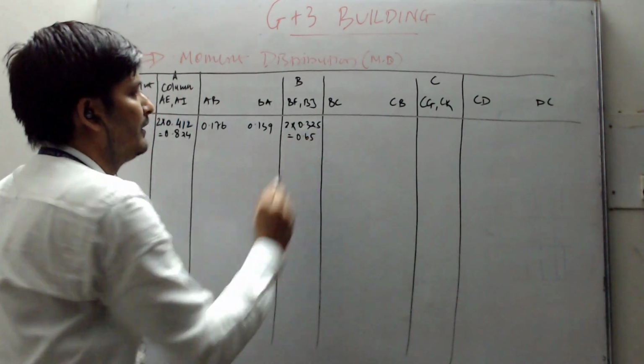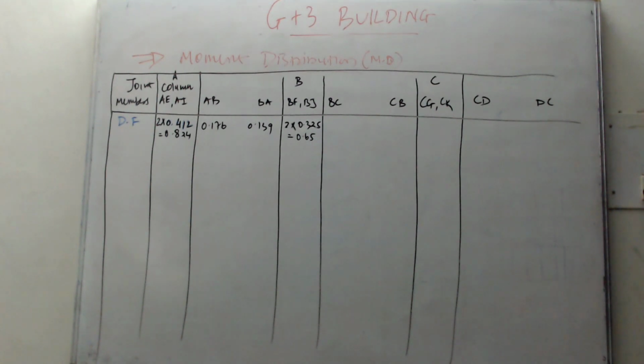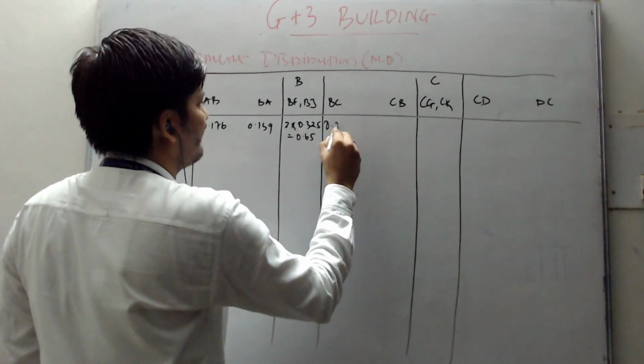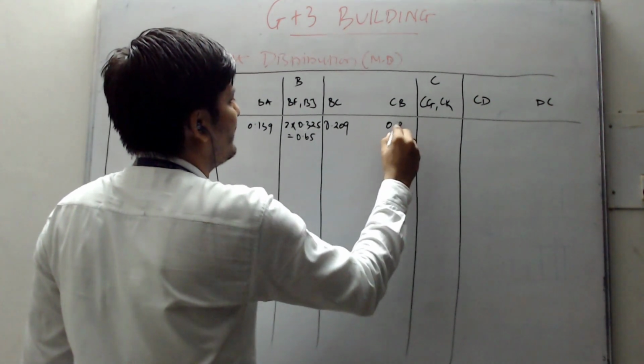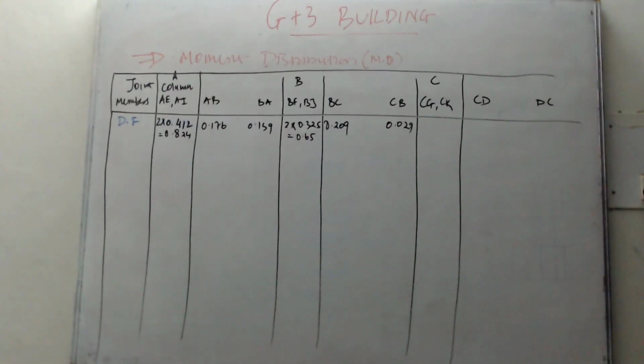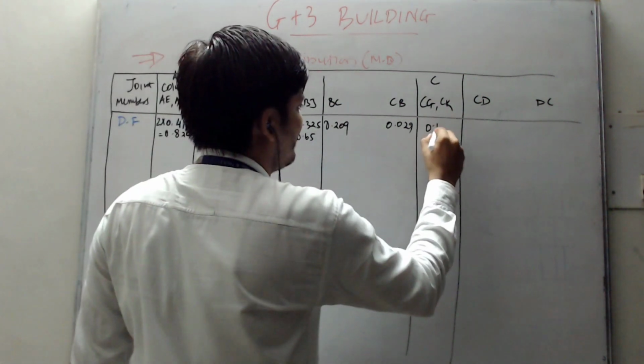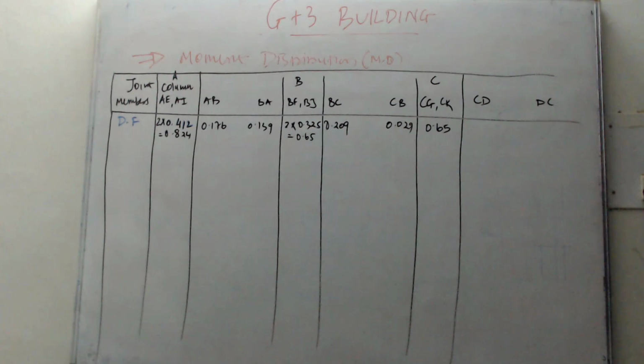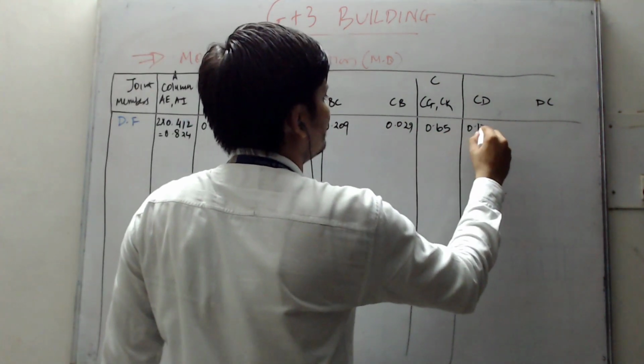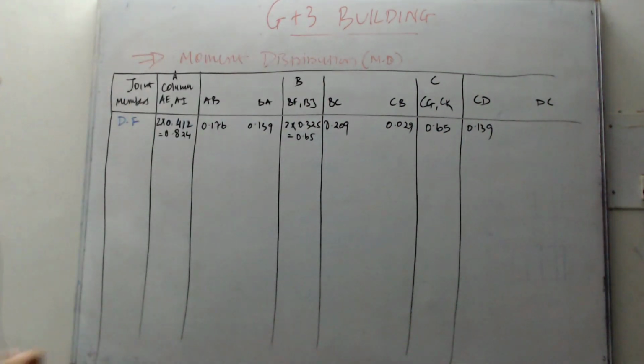For BC, we have 0.209 and CB also the same, 0.209. Again for column C, it will be similar to column B, so directly I write down 0.65, and CD will be similar to BA, that is 0.139. Right, so this completes my distribution factor line.